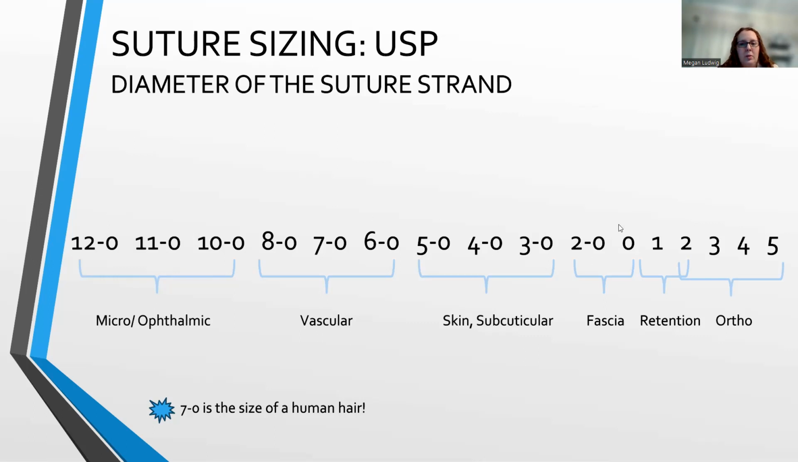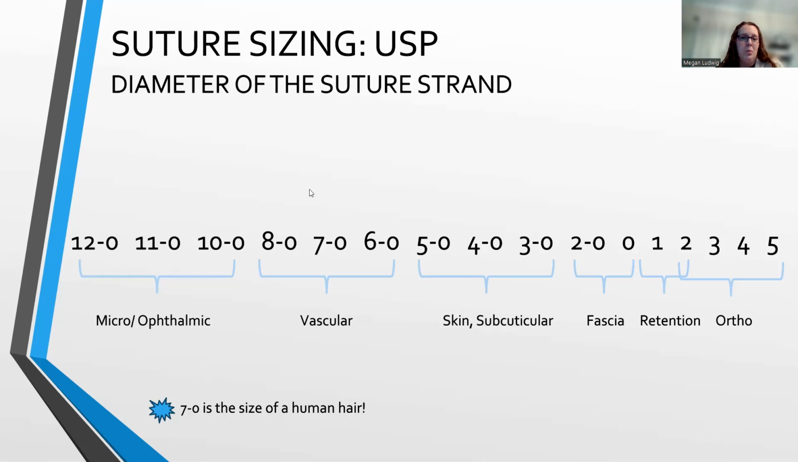Anything below 0, so kind of like you're in decimals, so to speak, but the dashes are getting smaller. So the further away from 0 you go to the left here, the smaller you're getting. To the right of the 0, the further away you get, the bigger you're going. So a 12-0 is the smallest, and a number 5 is the biggest size suture. Even a 0 is pretty big. 0, 1, 2, 3, 4, and 5 are very large. When you start getting below that, they become very thin.